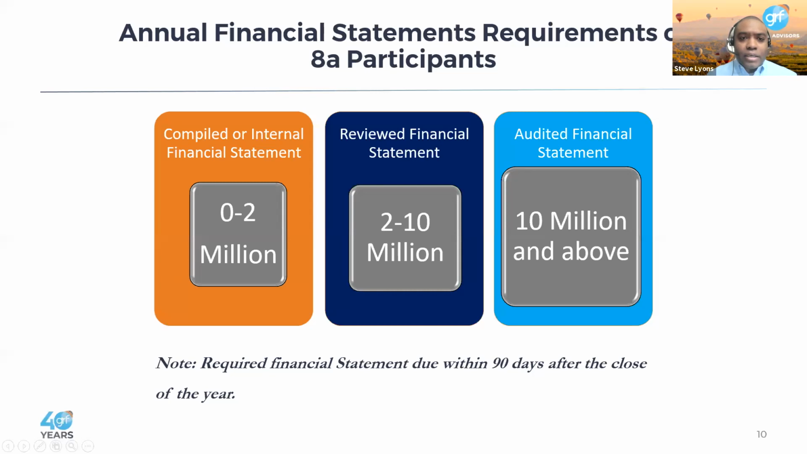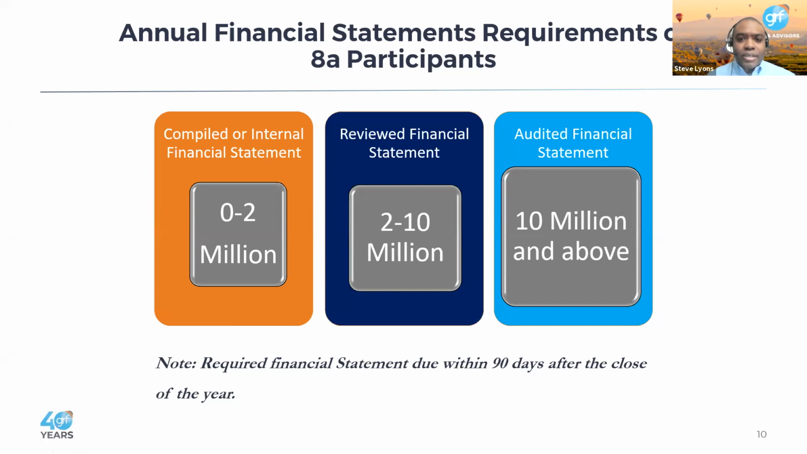So as a part of the SBA's 8A program, there are different financial statement requirements based on your annual gross receipts. Gross receipts between 0 and 2 million require a compiled financial statement or an internal financial statement from your company's accounting system. Annual receipts between 2 and 10 million require a review financial statement, and annual gross receipts of 10 million and above require an audit.